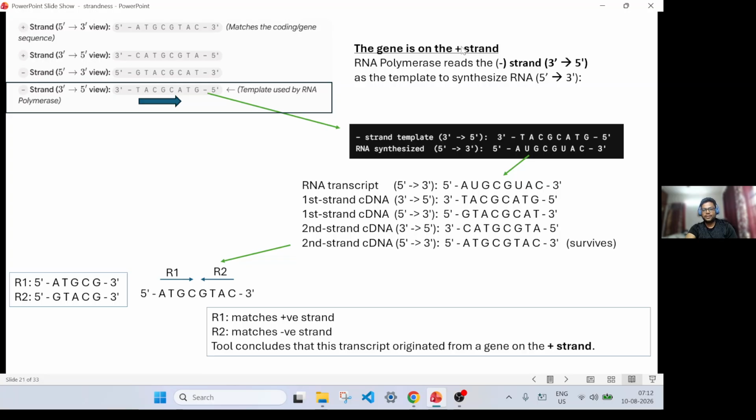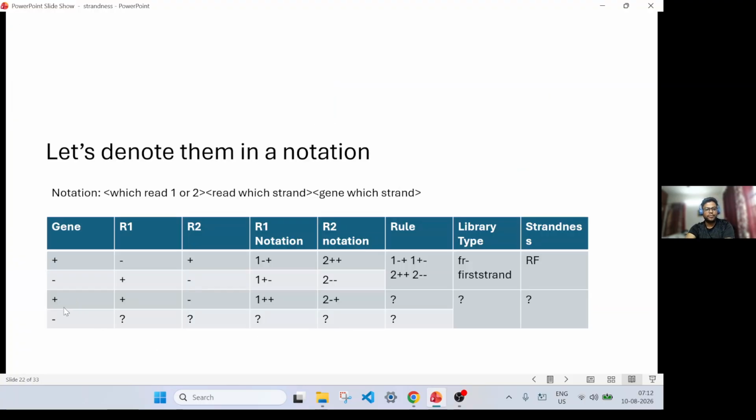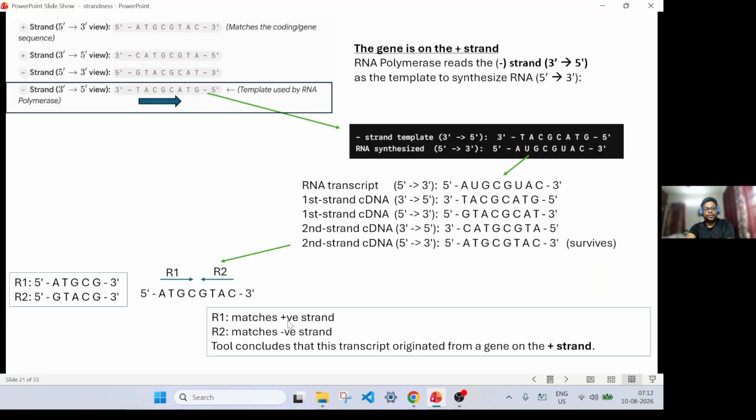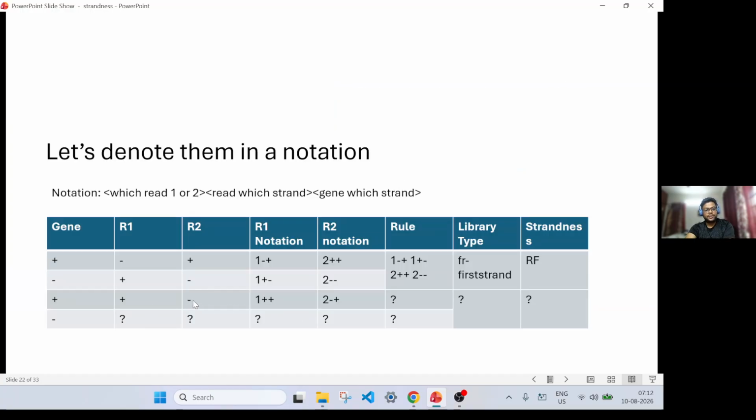That's when the gene was on the positive strand, this happened: R1 matched with positive, R2 matched with the negative. So this is the third rule you will get. The gene was on the positive strand, but here R1 matched with the positive, whereas R2 matched with the negative. That means here read one is going the same as the gene, but in the earlier case read one was opposite to the gene. Here read one is going the same as the gene, whereas read 2 is the opposite. So that's why you got 1 plus plus here, but 2 minus plus. That means when the read is negative, you are getting positive in the gene strand.